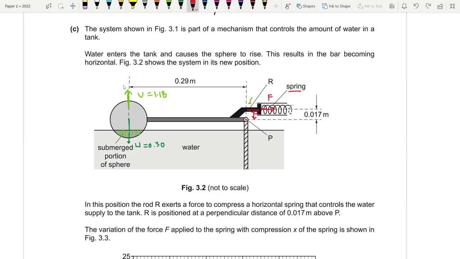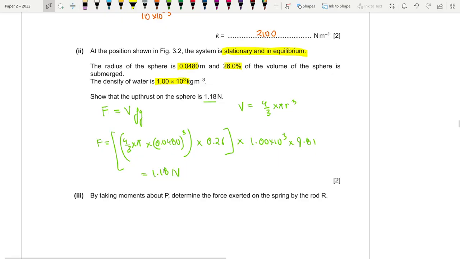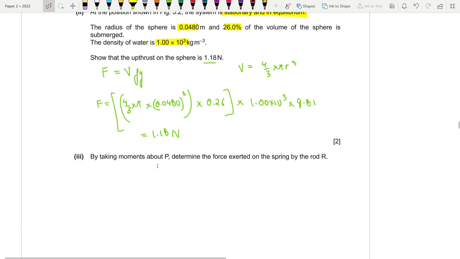This question was pretty hard to comprehend, but hopefully you understood that this force, this rod R, is compressing the spring. The pivot is at 90 degrees to it, and we have the distance. Using that, we can find it out. See if you guys get it. Okay, P is our pivot. So let's do this.